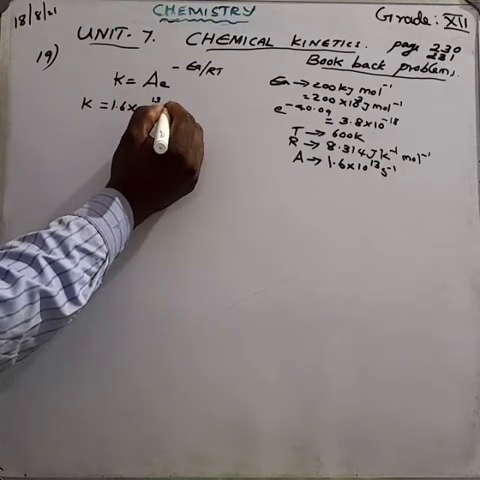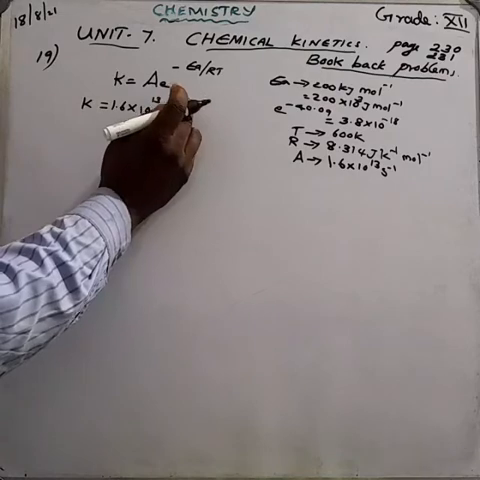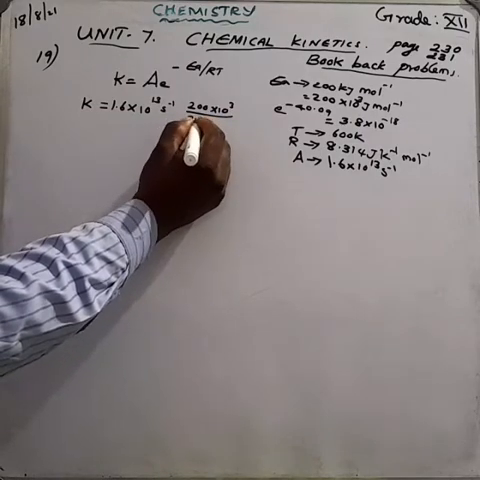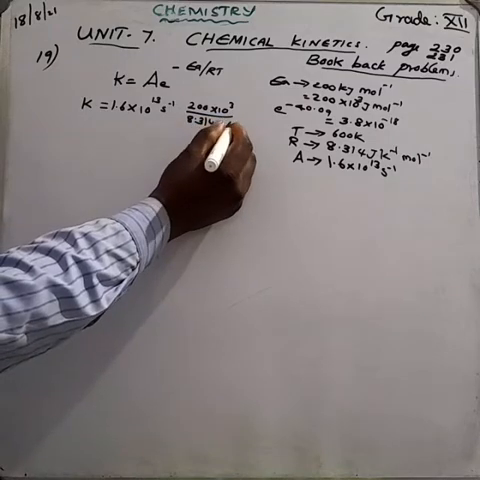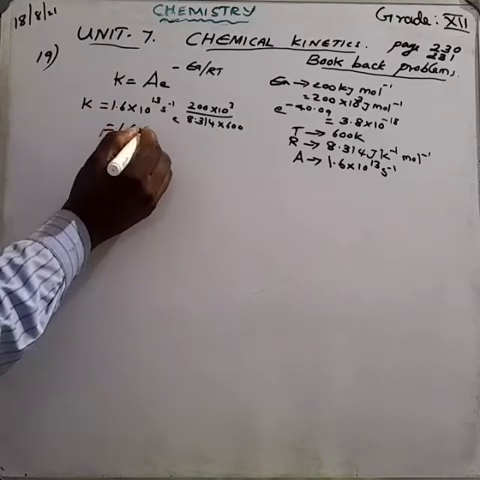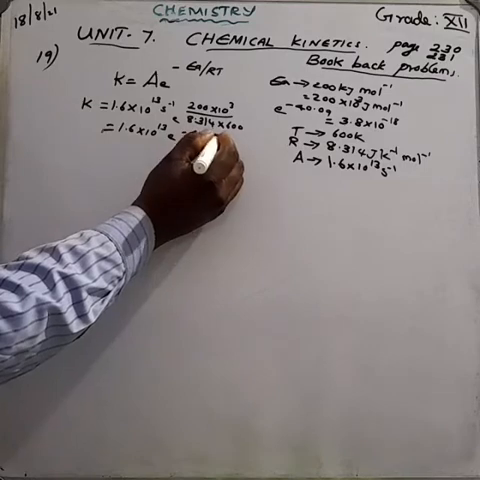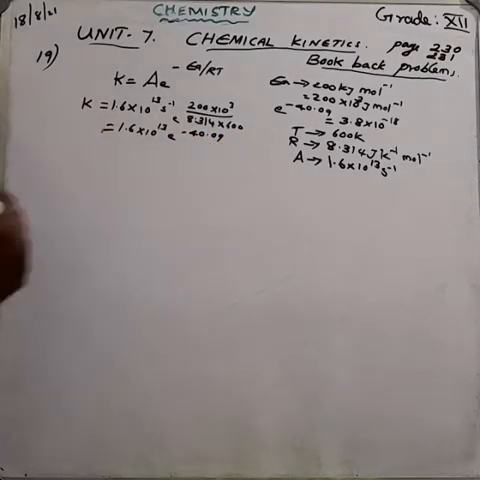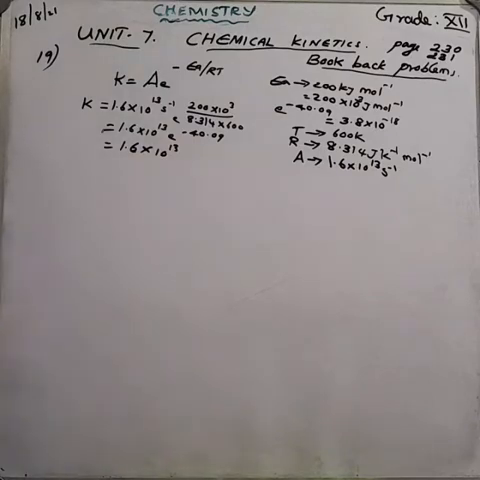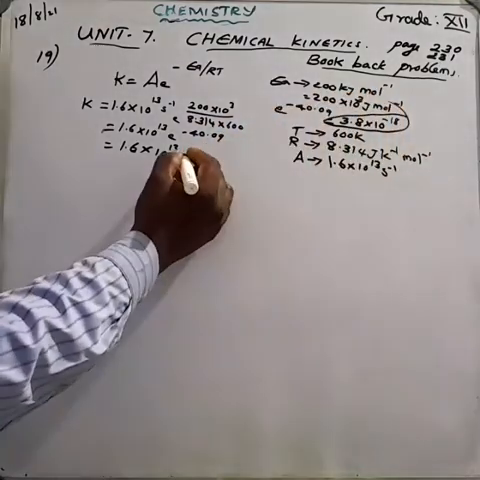What about the e value? e power minus 200 into 10 raised to 3 divided by, what is the value of R, 8.314 into T value 600. So k is equal to 1.6 into 10 raised to 13 into e power minus 40.09. Here this value, e power minus 40.09, is given approximately as 3.8 into 10 raised to minus 18.